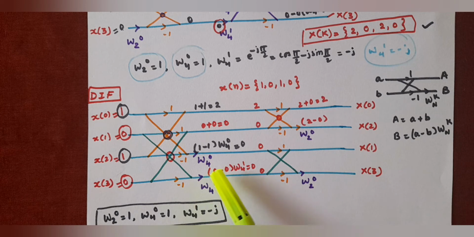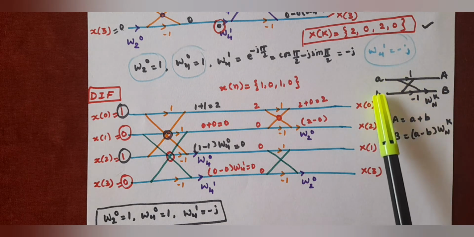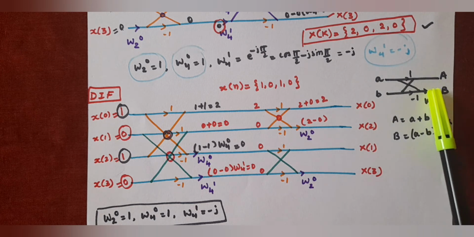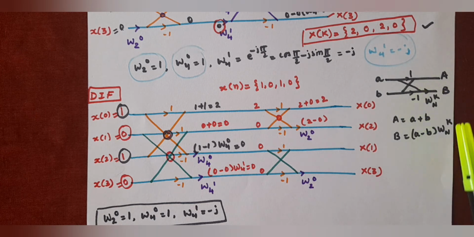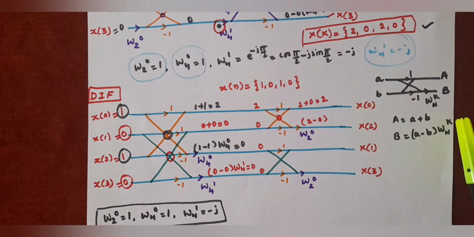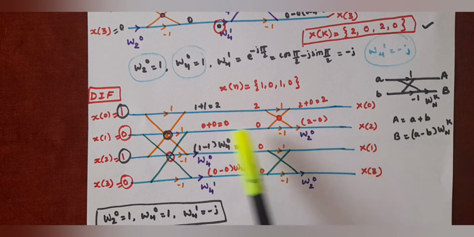In the first stage, the twiddle factors are W4 to the power 0, W4 to the power of 1. In the DIF flow graph, if the input variables are A and B and outputs are capital A, capital B, the twiddle factor is written at the last of the bottom line. So the output equation of capital A is A plus B and the output equation of capital B is A minus B, whole multiplied by Wn to the power k. This equation you have to remember while solving this DIF flow graph.